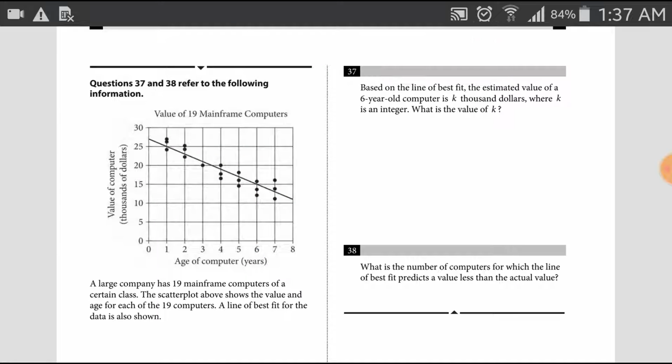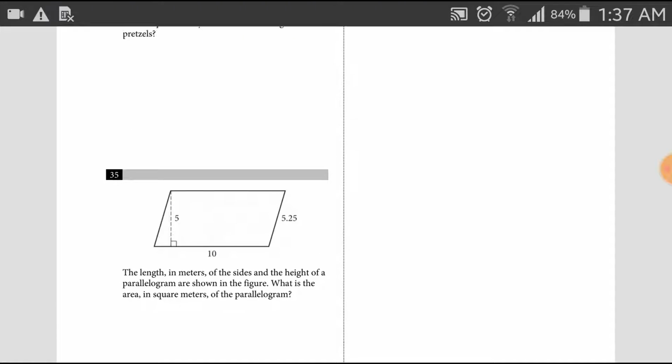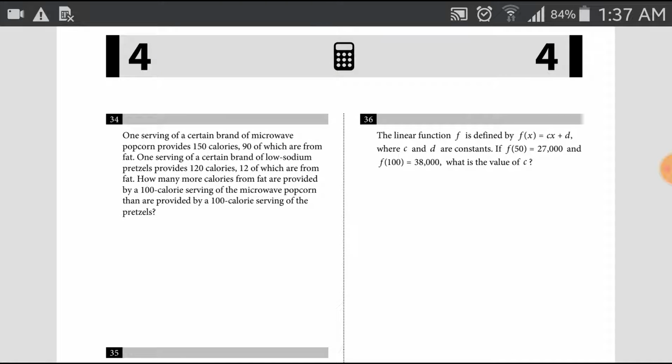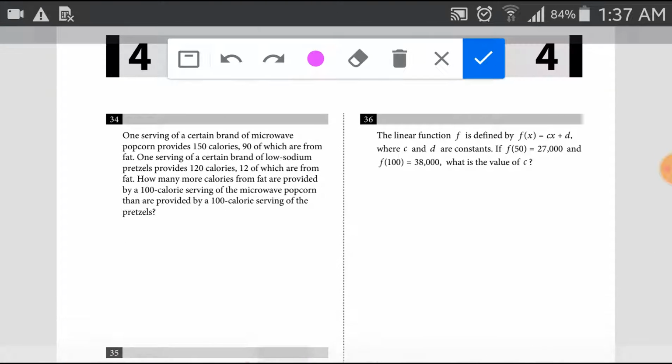Let's go up to question number 36. A linear function is defined by cx plus t, and we actually have 2 points on the line. Remember, whenever you have f of one thing equal to something, and f of another thing equal to something, they're basically giving you 2 points that lie on the graph of this line. And now what are they asking for? They're asking for c. So you need to identify what they're asking for.